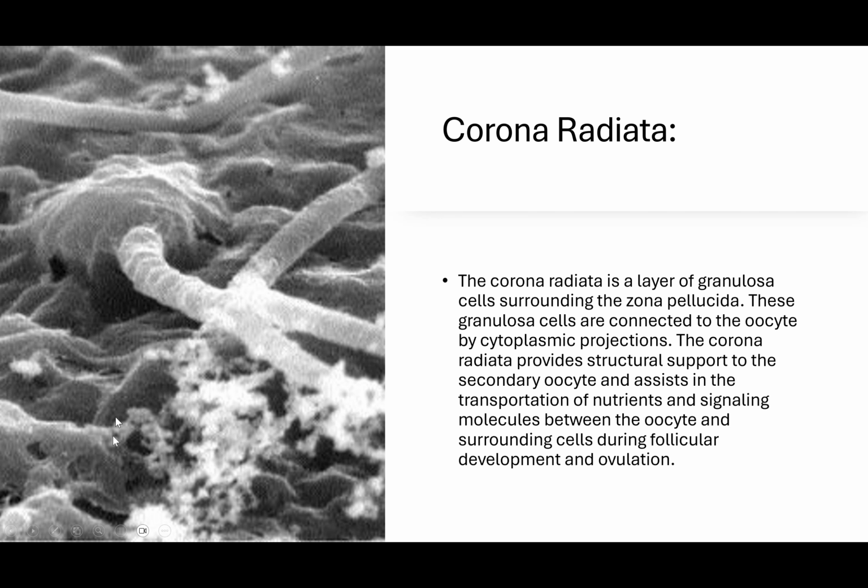The corona radiata provides structural support to the secondary oocyte and assists in the transportation of nutrients and signaling molecules between the oocyte and surrounding cells during follicular development and ovulation. So you know that the corona radiata has granulosa cells that come from the granulosa, and we're going to talk about that.